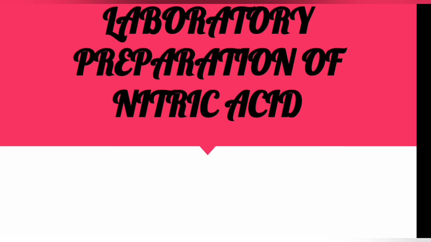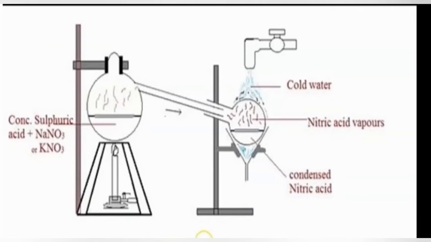Then comes the laboratory preparation. There we manufactured it; now how do we prepare it in labs? For that we take apparatus in which we use either niter, that is potassium nitrate, or sodium nitrate. Then we mix them with sulfuric acid, that is concentrated. Then we heat them at less than 200 degrees Celsius.